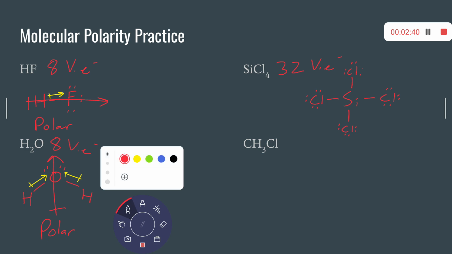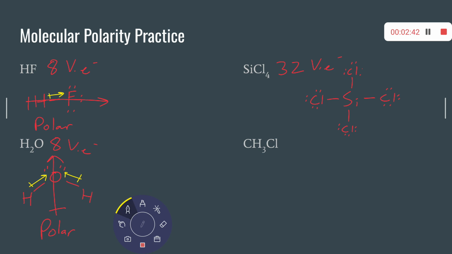Now you are going to annotate the polarity of your bonds, and your arrows are going to point out towards the more electronegative element, which in this case is the chlorine. Now if you look, all of these arrows are going to end up canceling out.